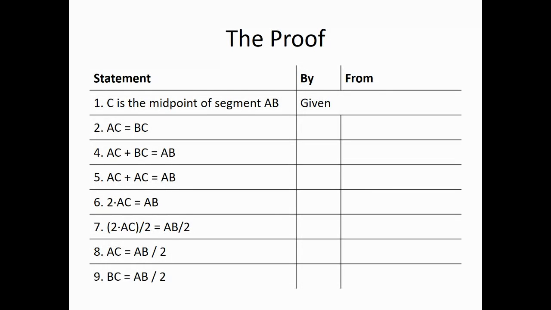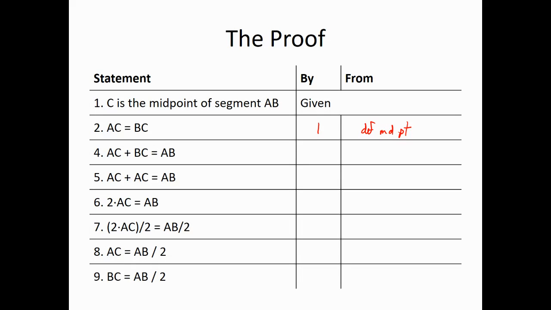Okay, so here's the proof set out in table form, the usual way with statement, by and from. So the given here is that C is the midpoint of segment AB. Okay, so first of all, we know that AC is equal to BC. That follows from 1 by the definition of midpoint.